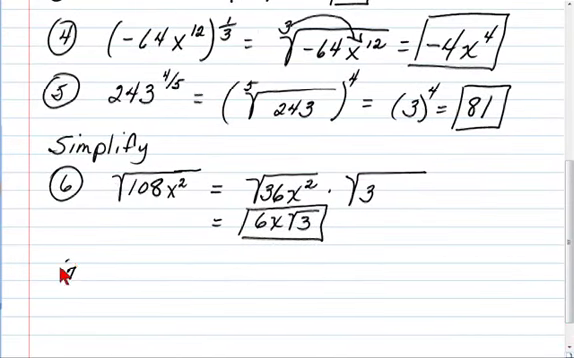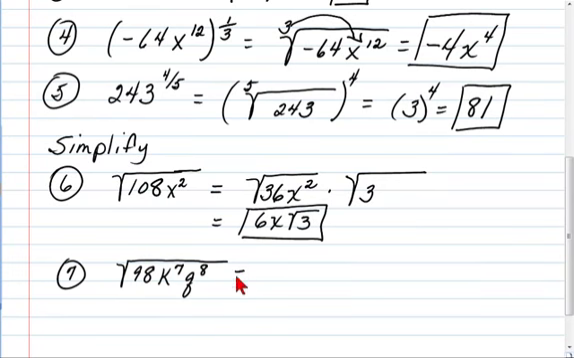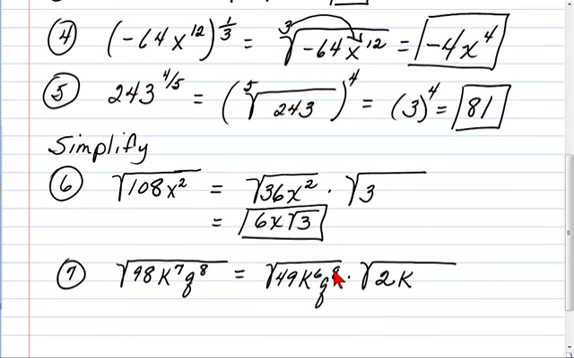That's number 6. Number 7 is under the same set, and it has 98 k to the 7th, q to the 8th. All right, once again, that's not a perfect square, but I think maybe I can factor it. The square root of 98 is 49 times 2. K to the 7th, because that's an odd exponent, it's not a perfect square, but if I take 1 away from it, that will leave me with k to the 6th. Q to the 8th is a perfect square, and that goes in the front.